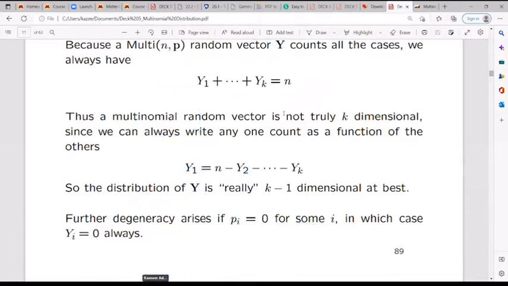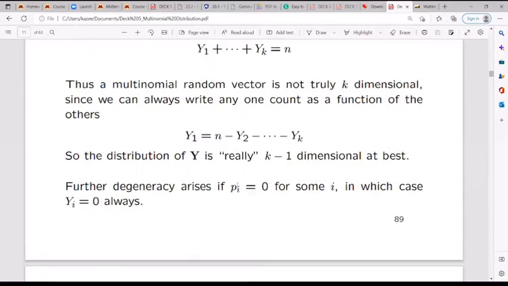Okay, that is exactly what I mean. And you know what? If that happened, if I want to find y1, it's just going to be n minus the rest. So take a look at that.